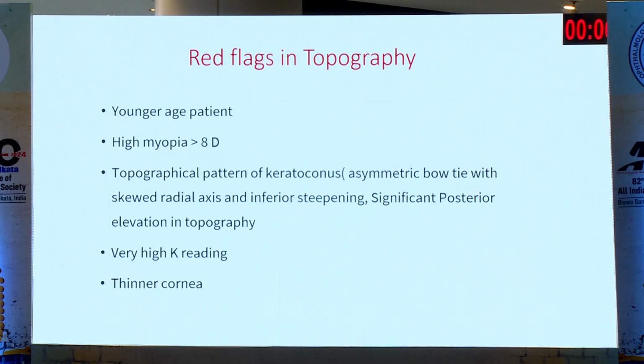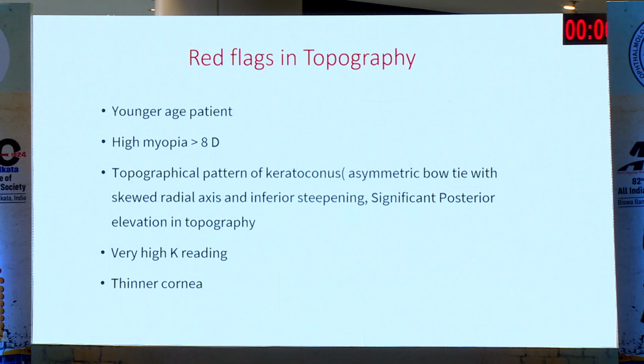Very high myopia patients. If you compare the result of ICL versus LASIK in this category of -8, -9, ICL patients are happier than the laser patients. So my choice is always to go for phakic lenses in 8, 9 or 10 diopters of correction. In topography, again, interpretation is very important. Any sign of skewing, thinning, or significant posterior elevation, we have to be very careful and cautious before advising these procedures. Very high K reading.